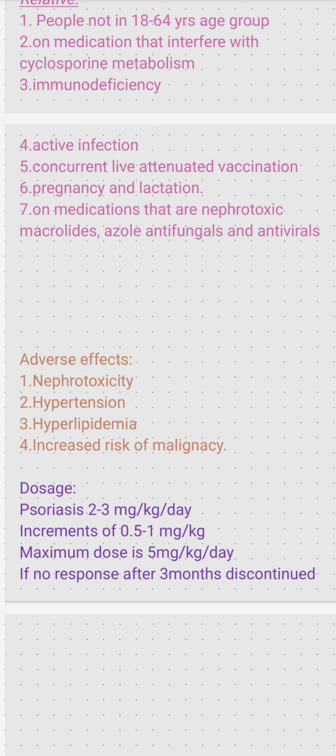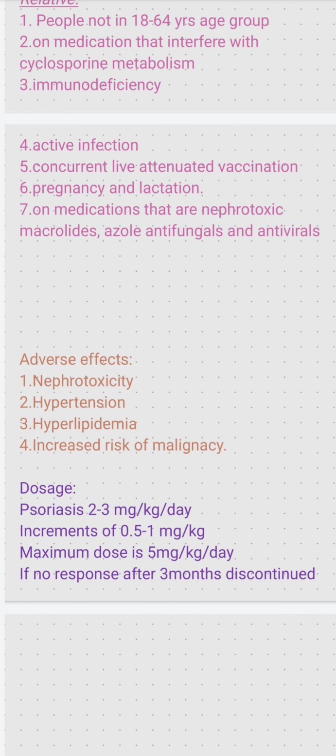So once you stop the drug, hypertension may resolve, but it is not always the case. Cyclosporine can have a direct vasoconstrictive effect on the vascular smooth muscles of the kidneys, and it can also cause renal dysfunction, which further contributes to hypertension.